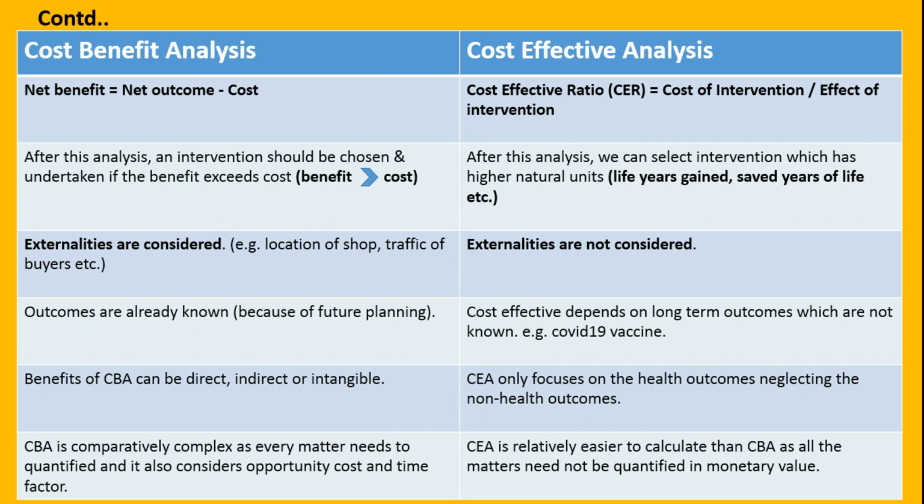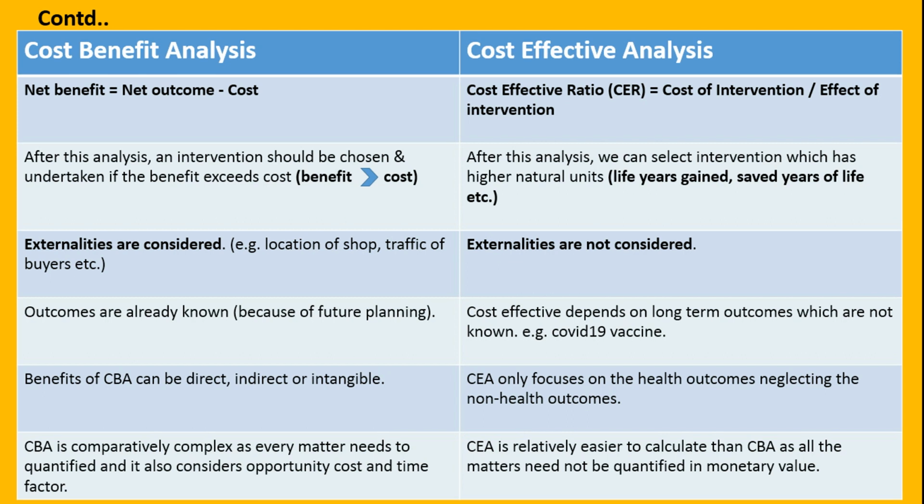After cost benefit analysis, an intervention should be chosen and undertaken if the benefit exceeds the cost. Always benefit should be greater than cost. After cost effective analysis, we can select the intervention which has higher natural units, for example, saved years of life, life years gained, etc. Externalities are considered in cost benefit analysis, for example, location of shop, traffic of buyers, etc. Whereas externalities are not considered in cost effective analysis.